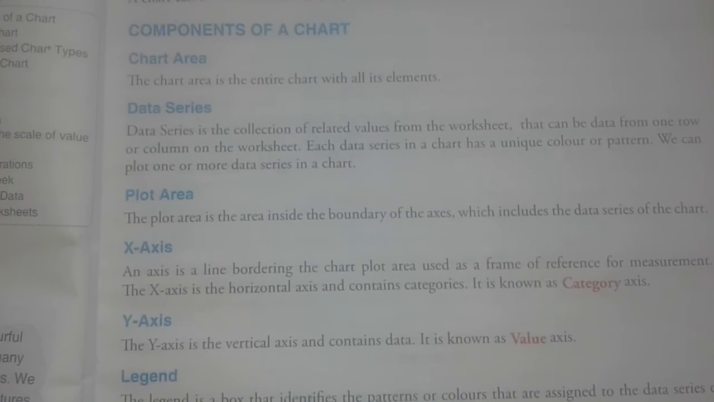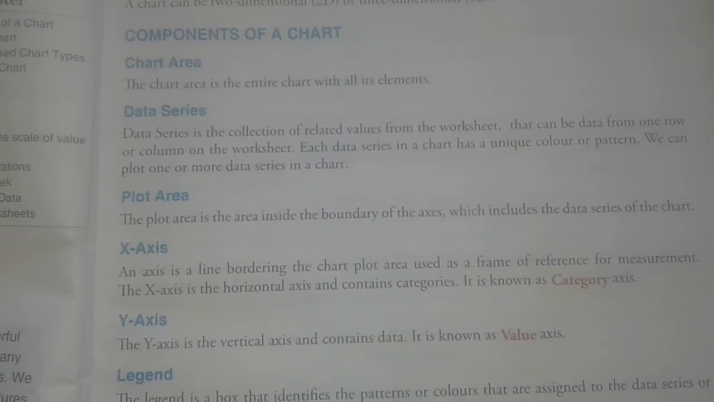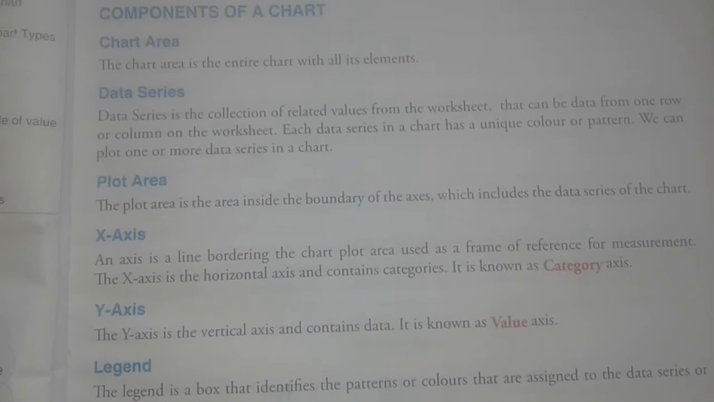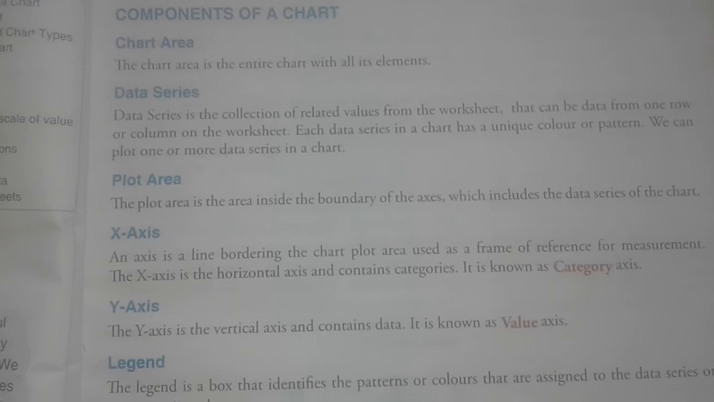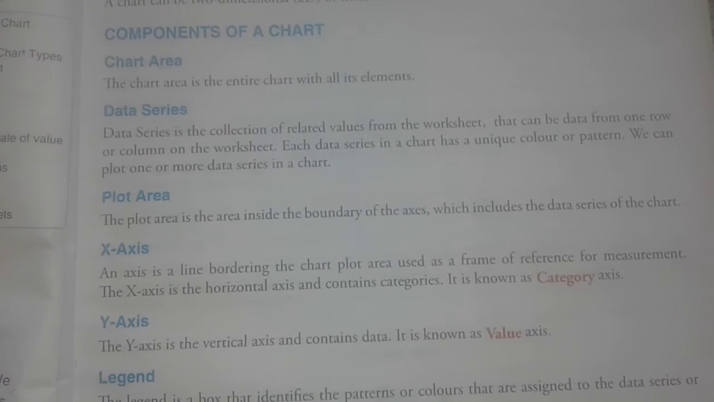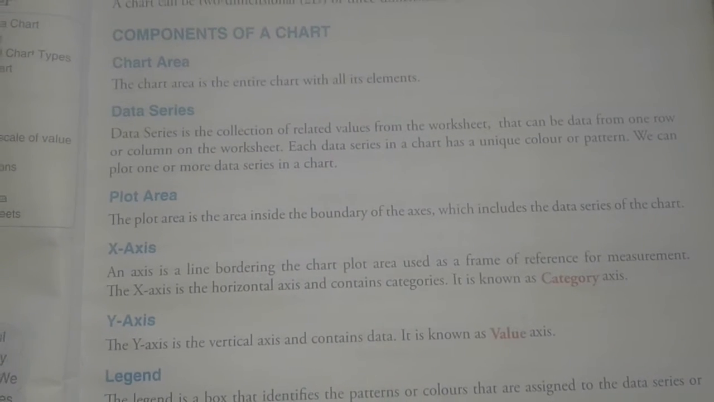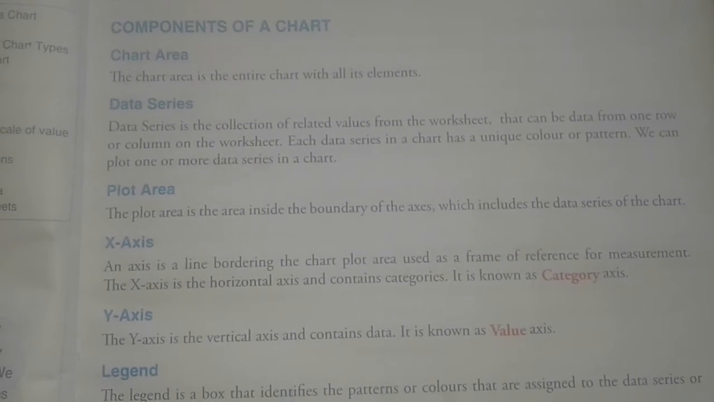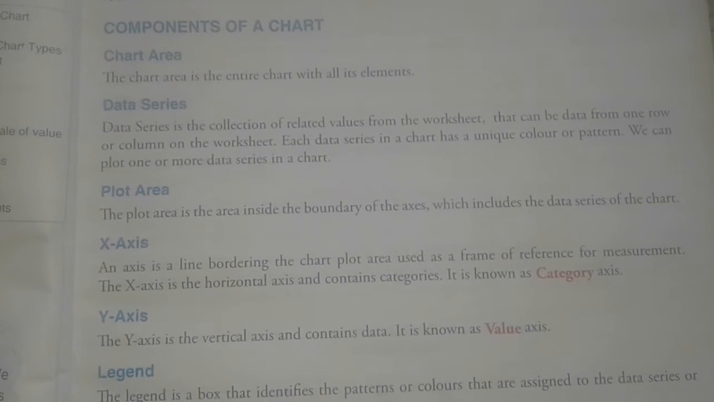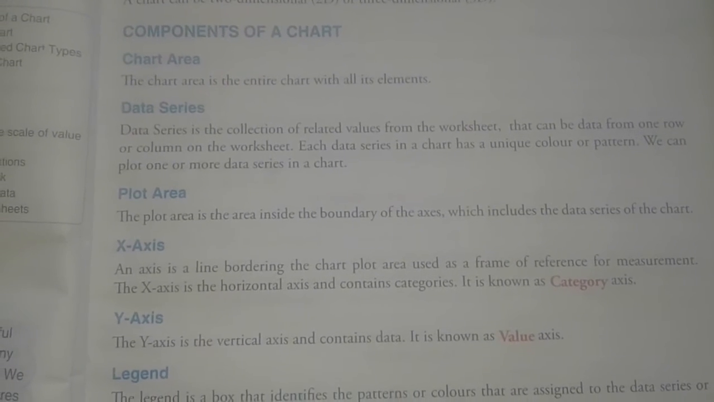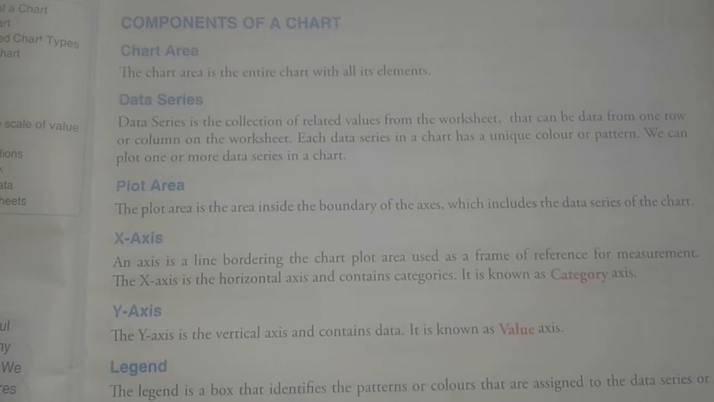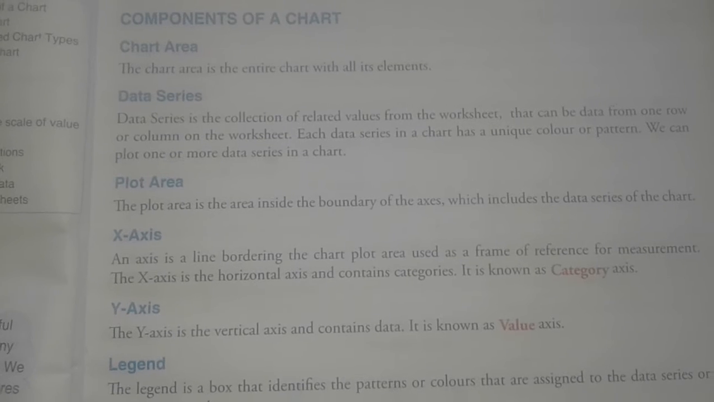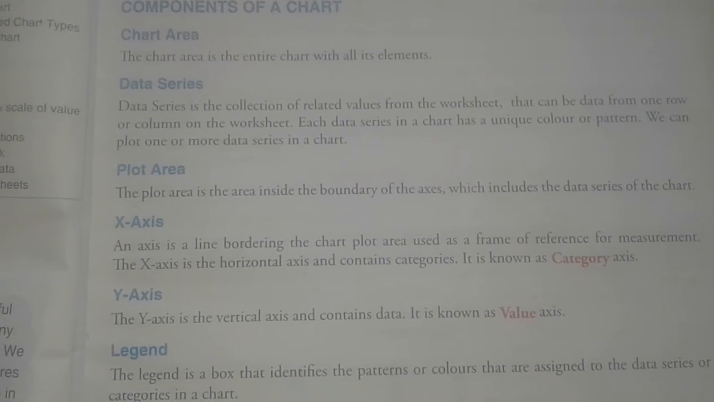The chart area is the entire chart with all its elements. And what is a data series? A data series is a collection of related values from the worksheet, which can be data from one row or column on the worksheet. Each data series in a chart has a unique color or pattern. We can plot one or more data series in a chart.